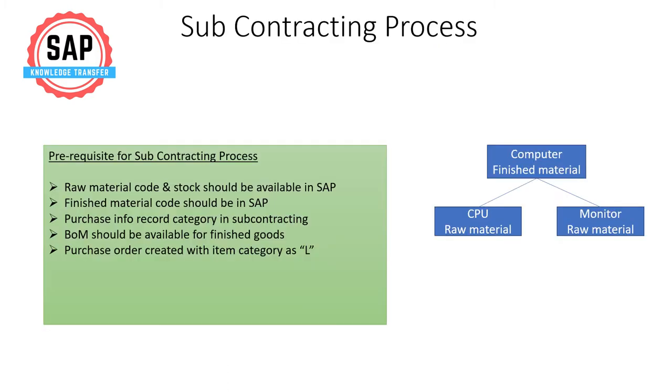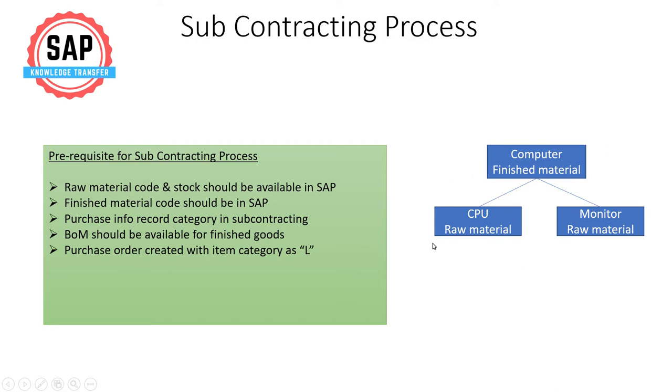What is the subcontracting process? In the subcontracting process, the company sends raw material to subcontractors. The subcontractor finally makes a finished material and sends it back to the company. Example: the CPU and monitor are raw materials in our company. We send both raw materials to the subcontractor. They assemble the CPU and the monitor, make a finished good as a computer, and the computer is sent back to our premises. This is a subcontracting process.